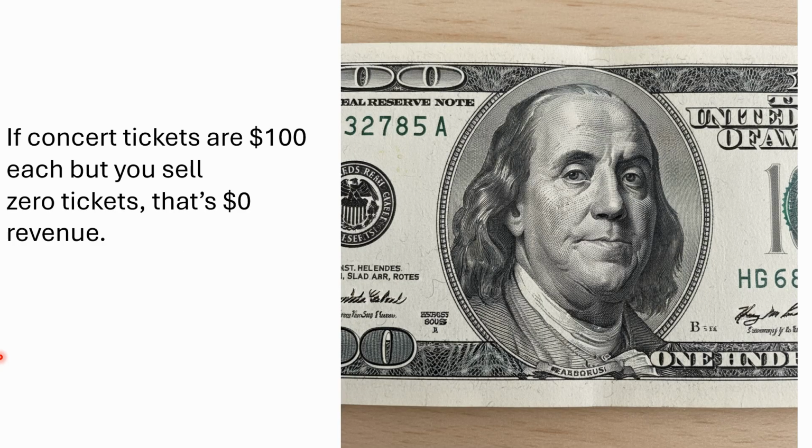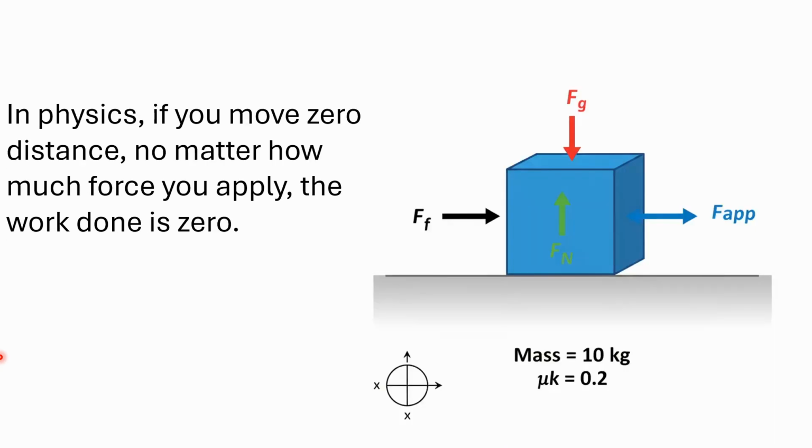All right, so here are some examples. If concert tickets are $100, but you sell 0 tickets, well, that's $0 worth of revenue. You didn't make any money, right? Pretty obvious. In physics, if you move a 0 distance, no matter how much force you apply, the work that gets done is 0.